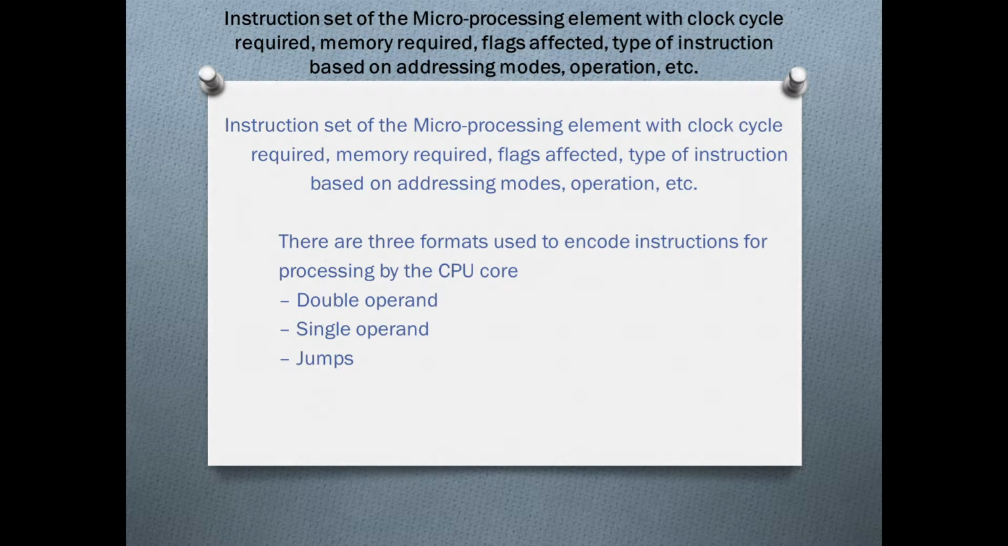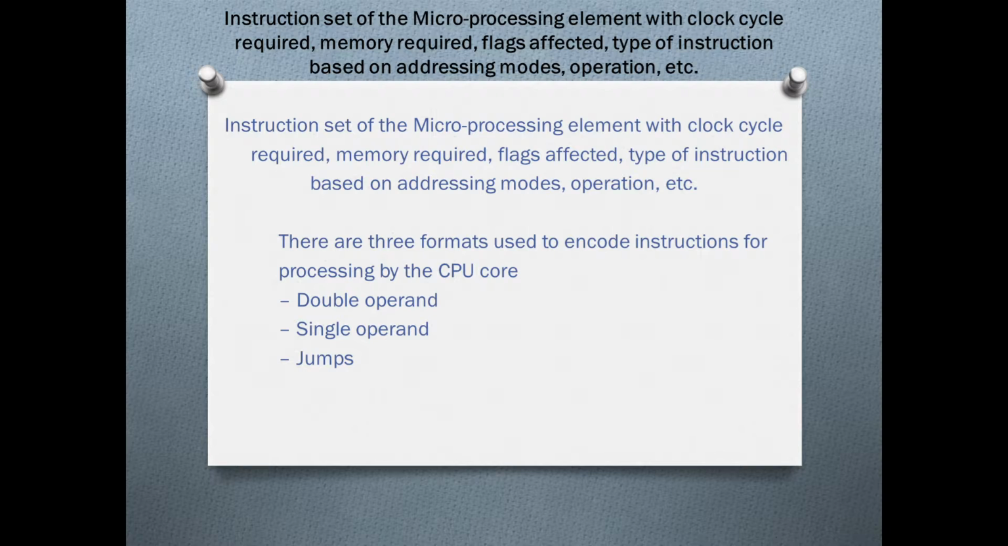So to discuss, the next topic is the instruction set of the microprocessing element with clock cycles required, memory required, flags affected, type of instruction based on addressing modes, operations, etc. There are three formats used to encode the instruction for processing by the CPU core: double operand, single operand, and jumps. The instructions for double and single operands depend on the suffix word .w or .b. These suffixes allow word or byte data access. If the suffix is ignored, the instruction processes word data by default.